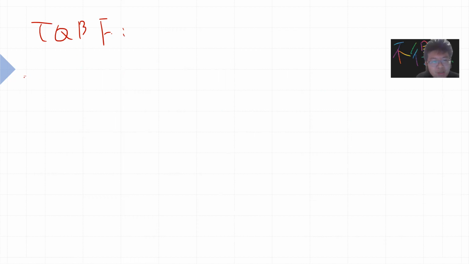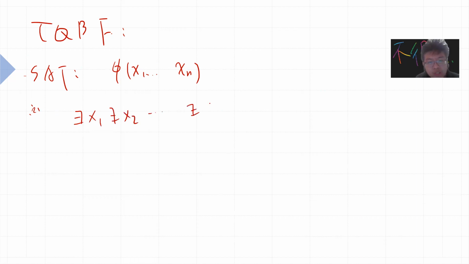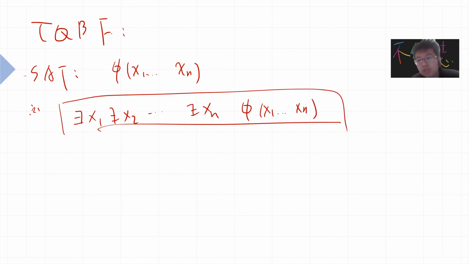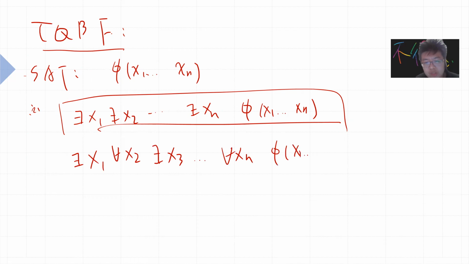So usually in a SAT problem, somebody gives you a formula over x1 to xn, and you want to ask whether there exist x1, x2, up to xn such that phi is true. This sentence means I want to ask whether you can find x1 up to xn such that phi of x is true. The general TQBF lets you modify this existence to be for all. For example, you can ask: there is x1, for all x2, there is x3, for all, maybe for all xn, phi of x1 up to xn.